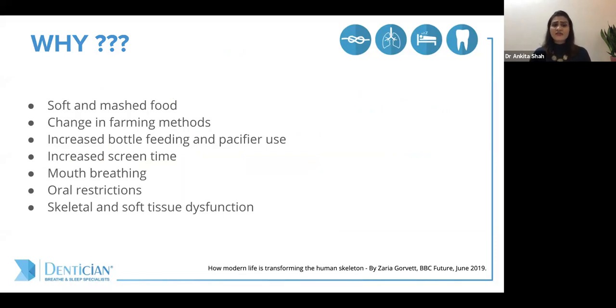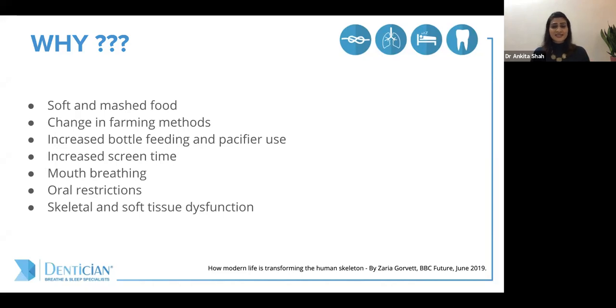There is a change in farming methods. There's a lot of use of pesticides now. So whatever produce that we are eating, I would say you're having a lot of gut inflammation and gut imbalances because of that, which is also inducing a lot of mouth breathing. There has been an increased bottle feeding and pacifier use, which is damaging the shape of your jaws. And the minute your jaws get narrower, what we saw is that the airways are becoming narrow.